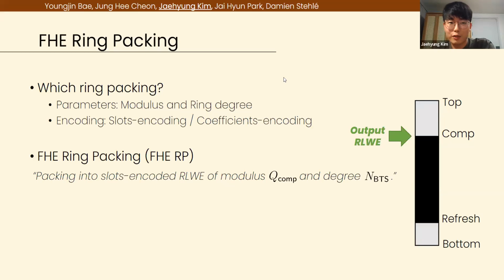Now I want to define FHE ring packing. Here, we have some different parameters to choose: modulus, ring degree, and encoding structure. For the modulus, we prefer a high modulus because we want some extra computations after ring packing. In terms of ring degree, we also want a sufficiently high ring degree so that we can do bootstrapping. And for encoding state, we want slots encoding because it is the only state that supports SIMD computation.